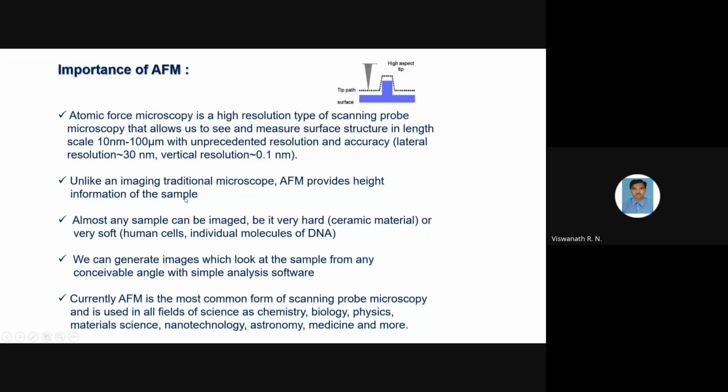Other microscopic techniques. Almost any sample can be imaged, be it very hard or soft, or individual molecules or whatever. We can generate images which look at the sample from any conceivable angle with a simple analysis of it. Currently, AFM is the most common form of scanning probe microscope and is used in the fields of science, biology, physics, material science, nanotechnology, astronomy, and medicine.